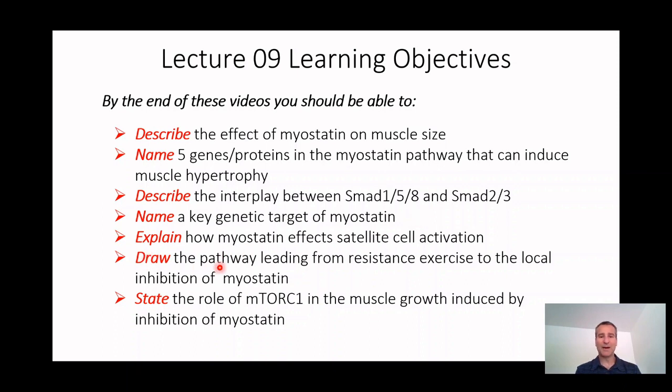You're going to be able to draw the pathway leading from resistance exercise to the local inhibition of myostatin, and state the role of mTOR complex 1 in the growth induced by inhibition of myostatin. So when we block myostatin, muscle gets bigger, which tells us that myostatin has the role of a brake. It's a molecular brake towards muscle growth.